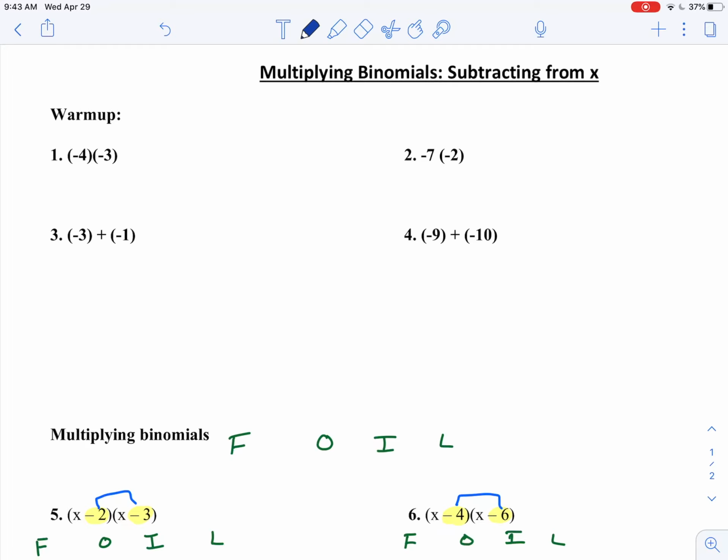So what we're doing is we're going to warm up by multiplying and adding negative numbers. So if I have a negative times a negative, what do I get? Well, a negative times a negative is a positive, and 4 times 3 is 12.